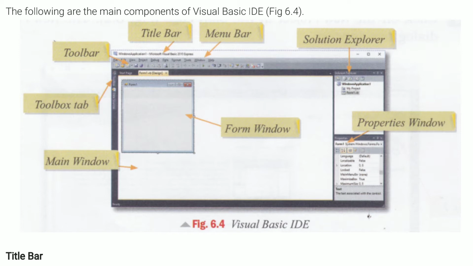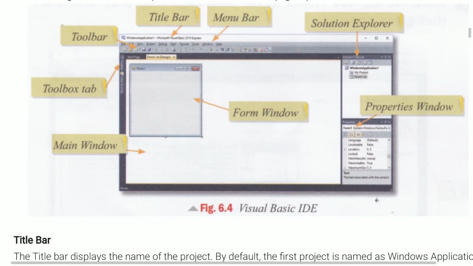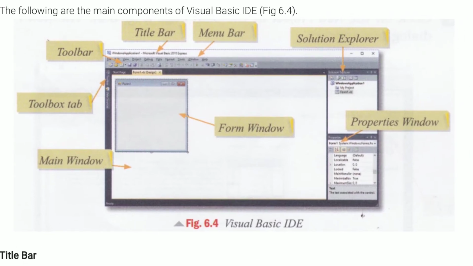The next component is menu bar. The menu bar provides different menus and sub-menus that contain standard commands for working in the Visual Basic environment. Apart from the standard menus such as file and edit, menus such as project, format and debug provide commands that are specific to programming.